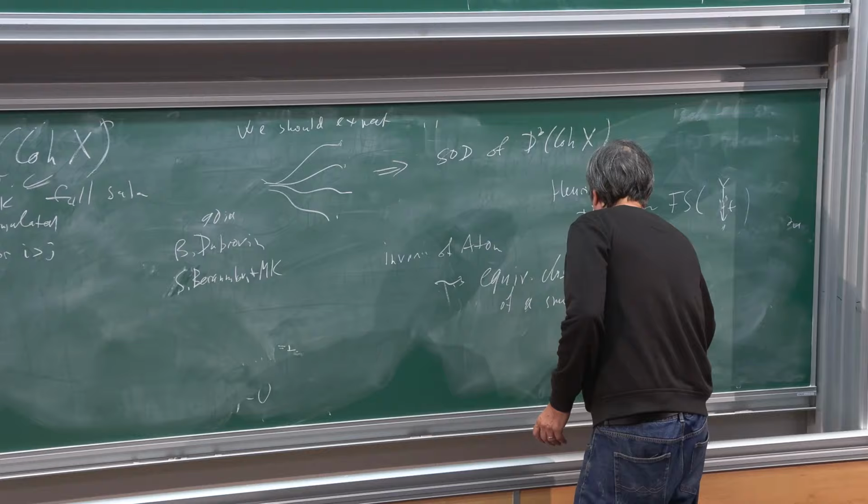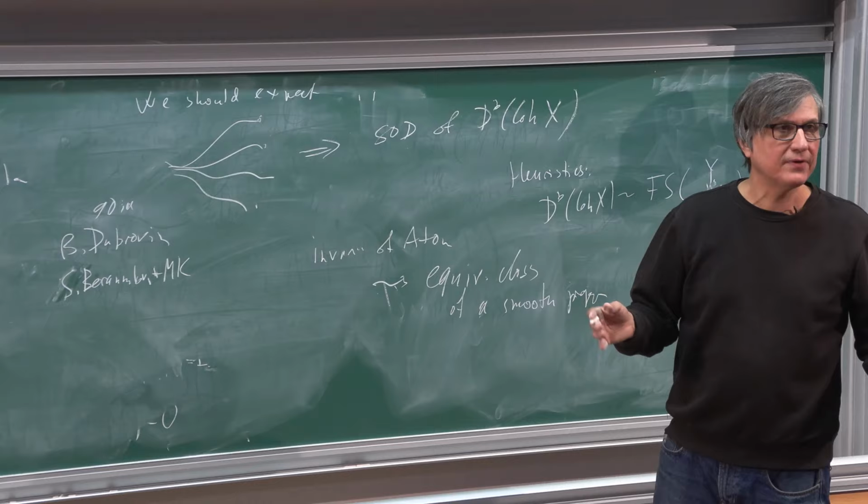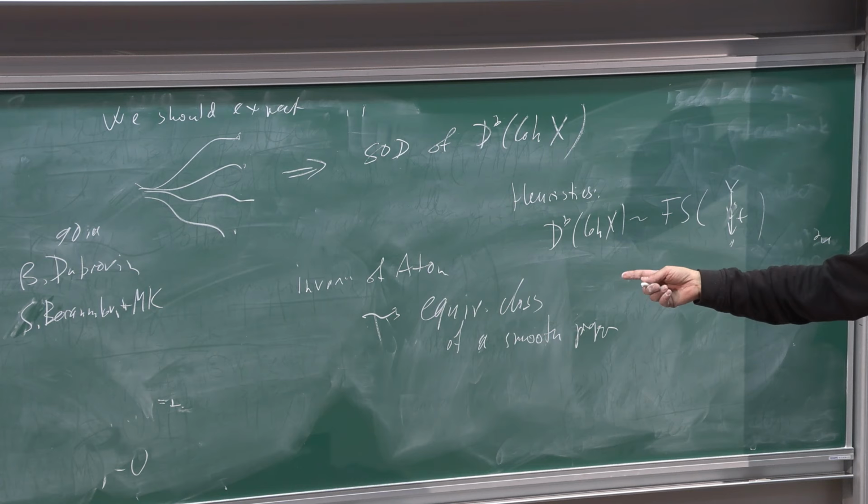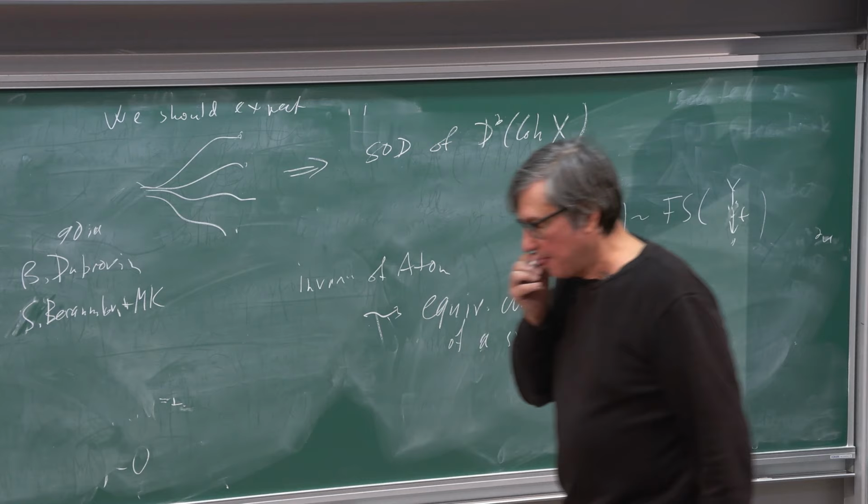Sorry? Atom, no, I defined what an atom is, it's an abstract story. Pi zero, and so on. And the conjectural picture is that for each atom one can actually associate an equivalence class of a certain category, which will be part of the semi-orthogonal decomposition of your original variety. Smooth proper category, yeah.